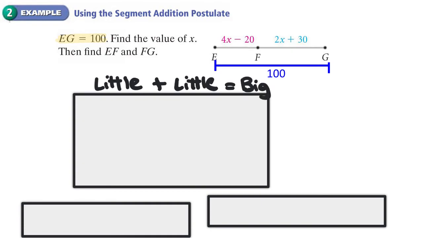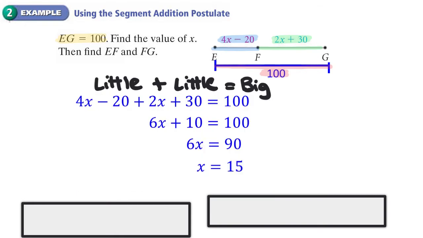So if we were to do this in this example, my first little segment would be the length of EF, which is 4x minus 20. My next little segment would be FG, which we know is 2x plus 30. And my big segment would be EG, which is 100. So if I set this up in an equation, I have my little segment of 4x minus 20 plus my other little segment of 2x plus 30 equals the big segment of 100.